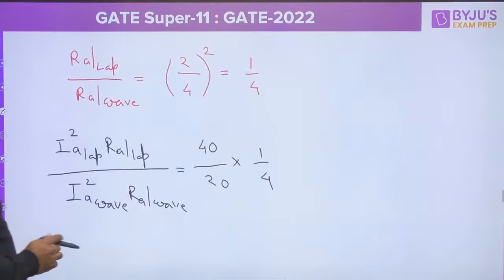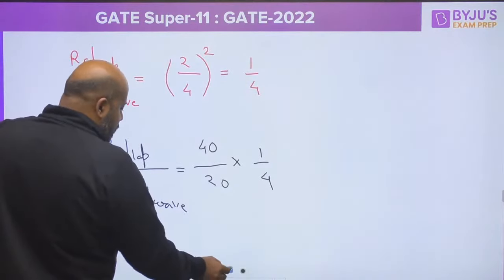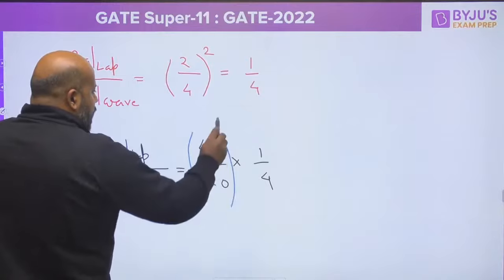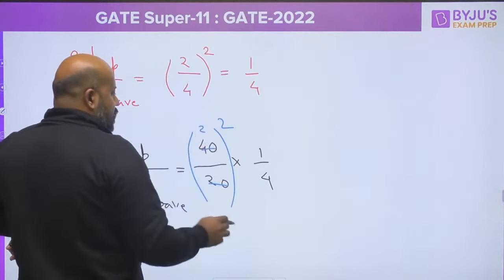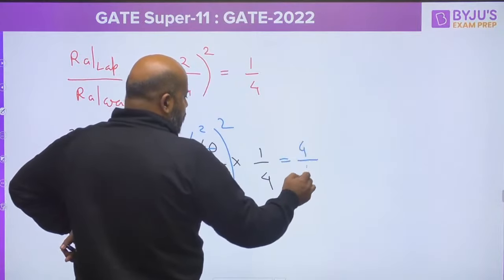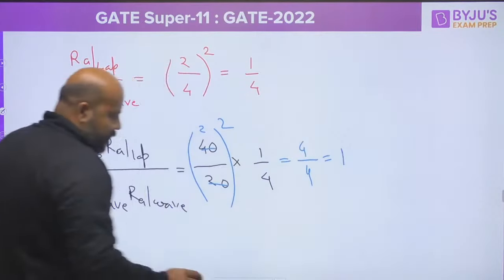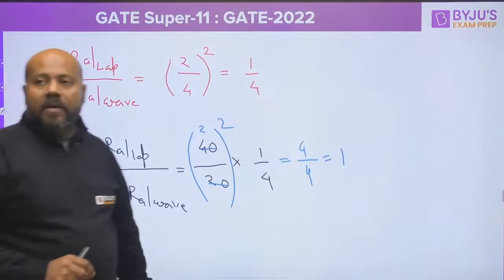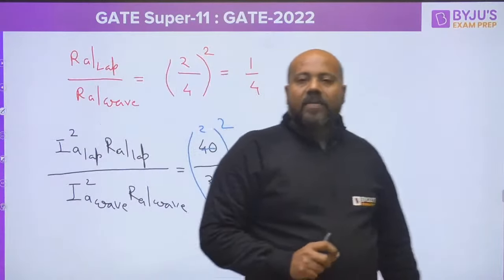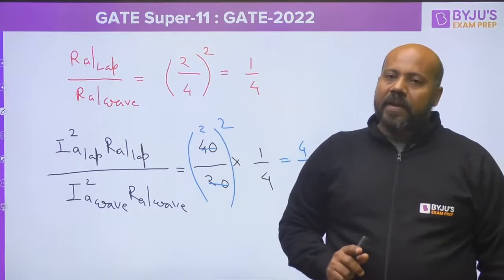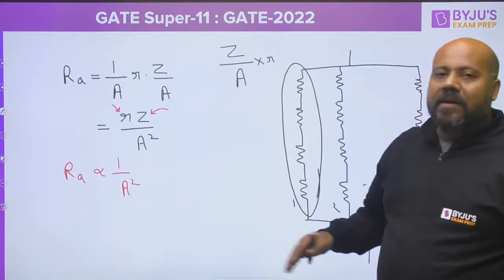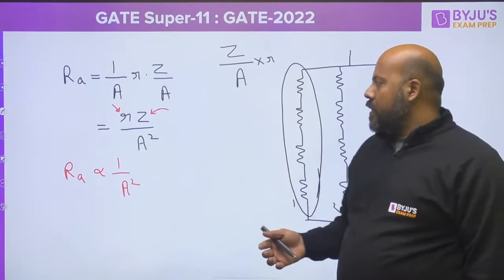Yes. Okay, I have to take the square of the current. So this is going to be 2 and this is going to be 4, 4 by 4, and that is 1. Is it clear for everybody? So the ratio of the armature copper losses in case of the lap and wave winding is going to be 1:1.